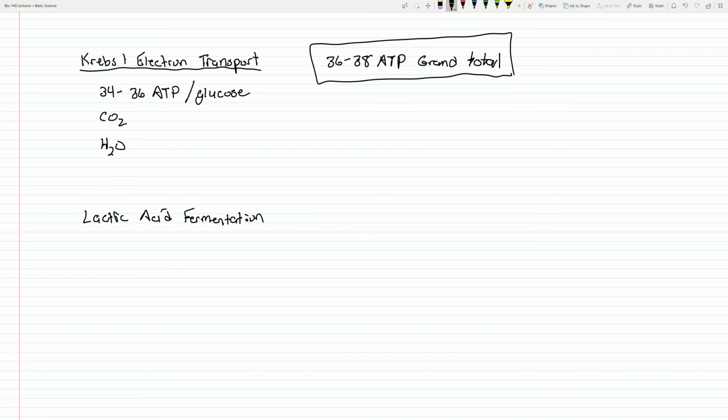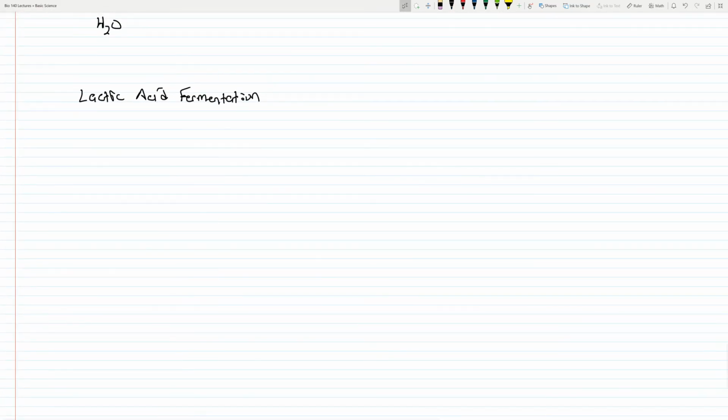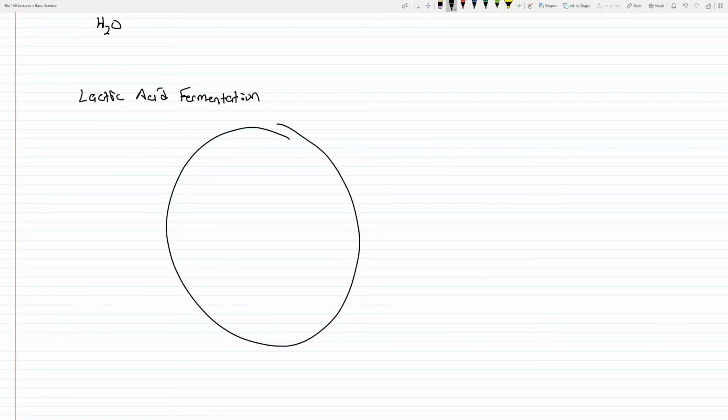Okay, so let's just say, for instance, we've got our cell right here. You remember we've got glucose, and it's going to be split into pyruvate.